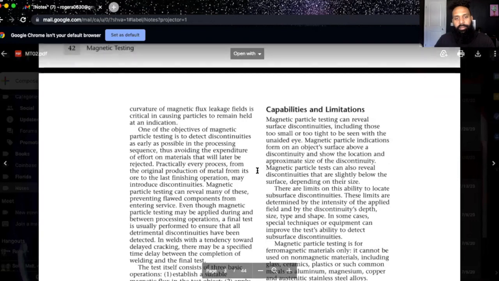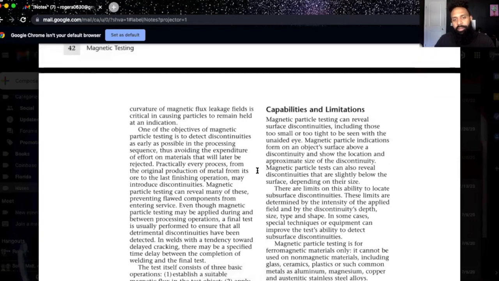Capabilities and limitations. Magnetic particle testing can reveal surface discontinuities, including those too small or too tight to be seen with the unaided eye. Magnetic particle indications form on an object surface above a discontinuity and show the location and approximate size of the discontinuity. Magnetic particle tests can also reveal discontinuities that are slightly below the surface, depending on their size.